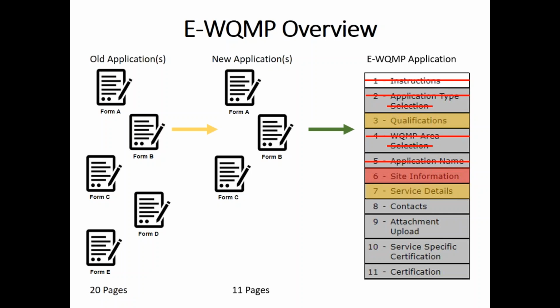Section 7 is just more questions, nothing too hard. Section 8 is contact information, again, nothing too hard. Section 9 is attachment upload. Here you will attach everything to support your amendment or revision. Again, that's not too hard as well.